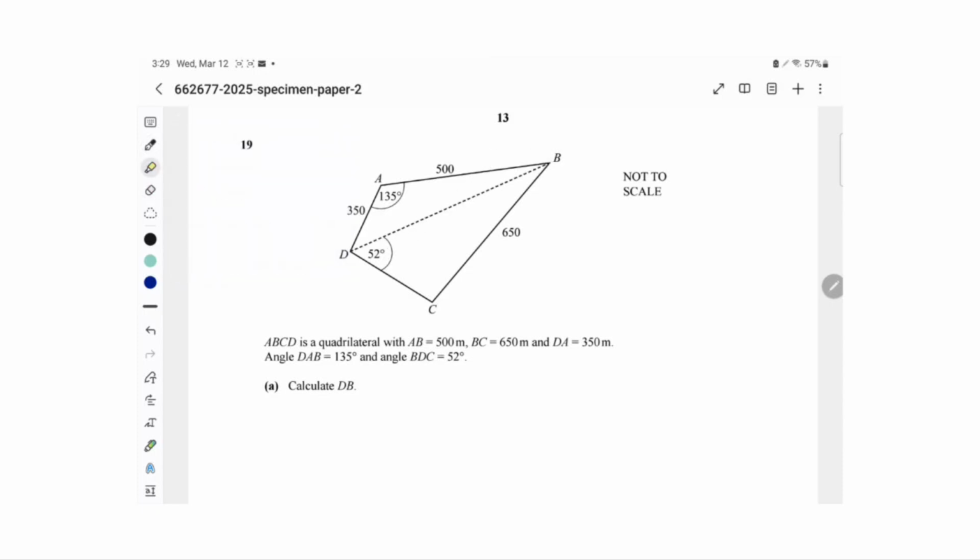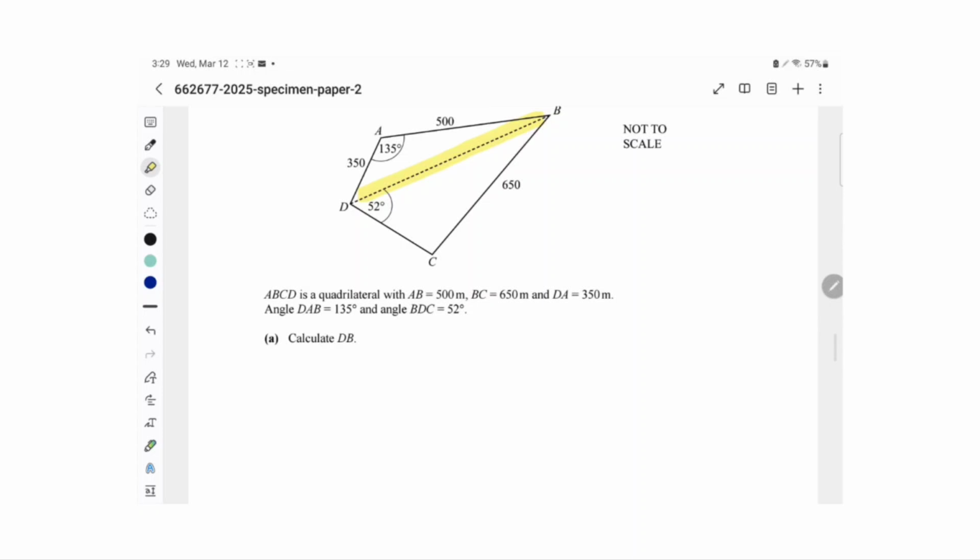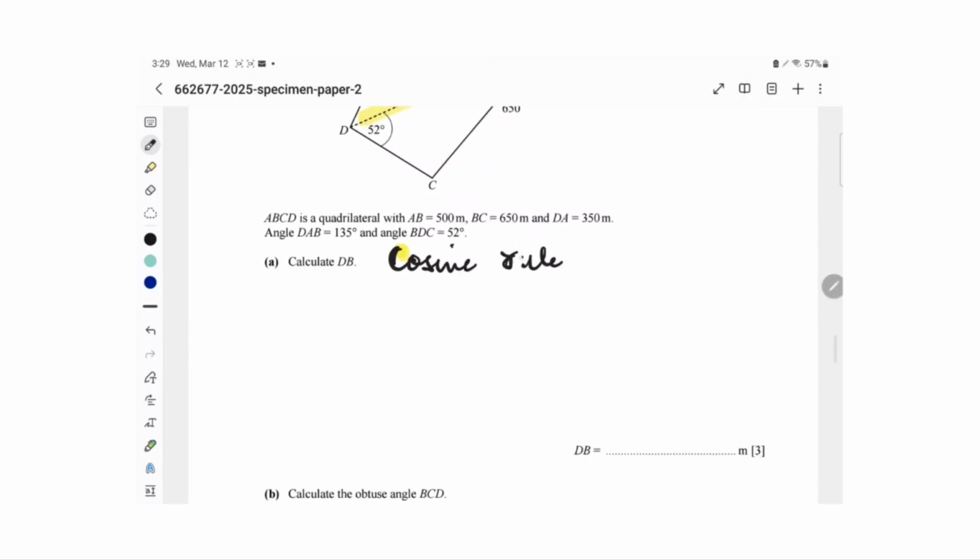Here we are going to find the value of DB. You can see the first triangle at the top has two sides and an included angle, and that is the requirement. If a non-included angle is given, then we use the sine rule. In the cosine rule, the included angle must be there. So whenever two sides and an included angle are given, you can use the cosine rule: a square equals b square plus c square minus 2bc cos A.